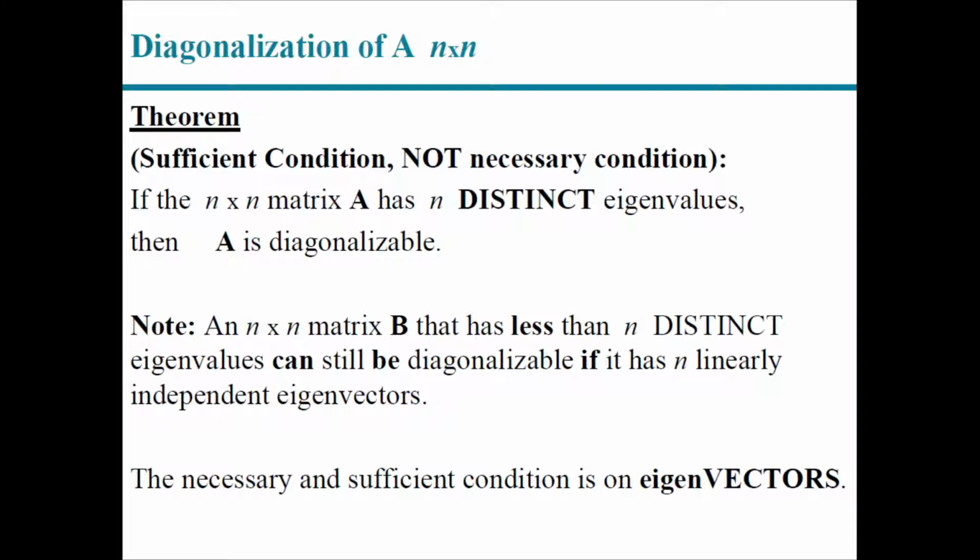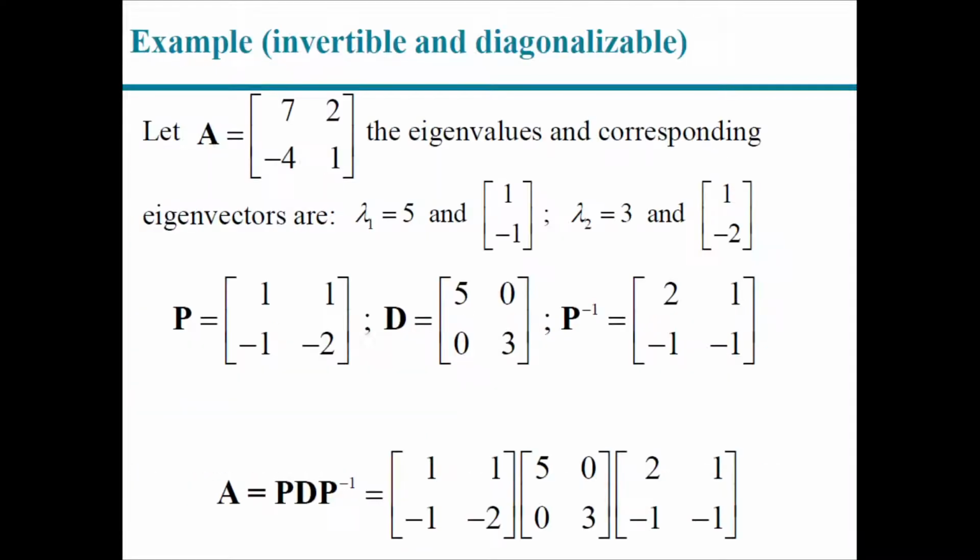Also, we know when you have an eigenvalue of algebraic multiplicity 2 or more, by the process of finding the basis of the null space of A minus lambda I, you will end up with vectors that are linearly independent. So eigenvectors, in this case, will be linearly independent.